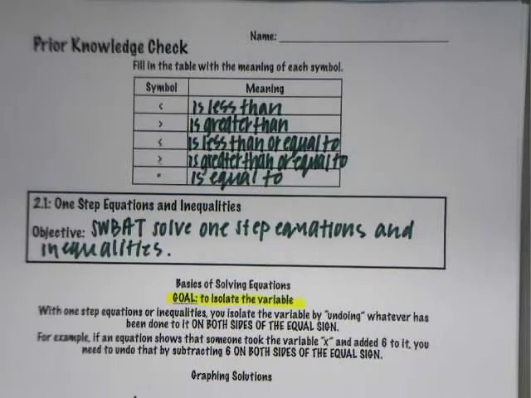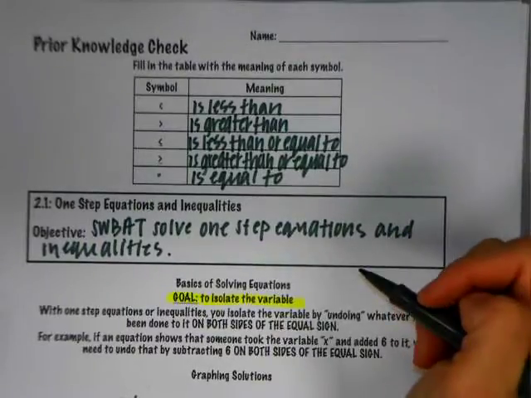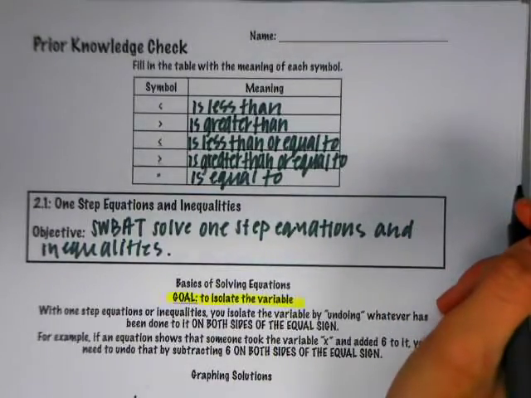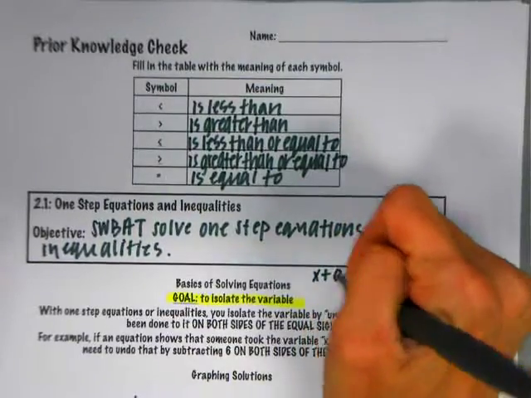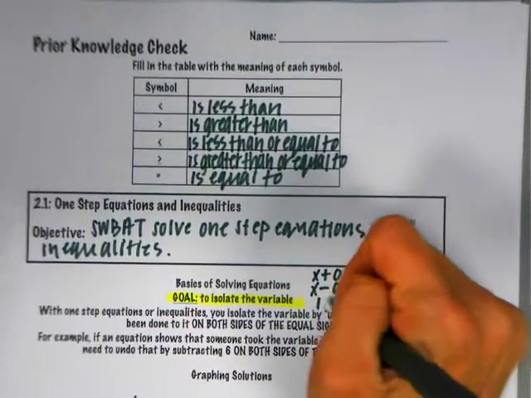Another way that I want you to think about this, because later this becomes relevant, is we're trying to take one side of the equation and create either an x plus 0, an x minus 0, or just a 1x.